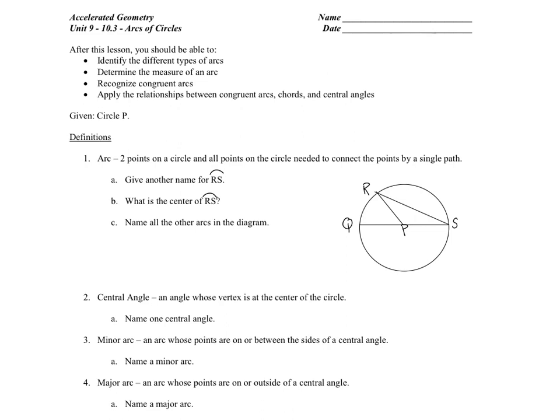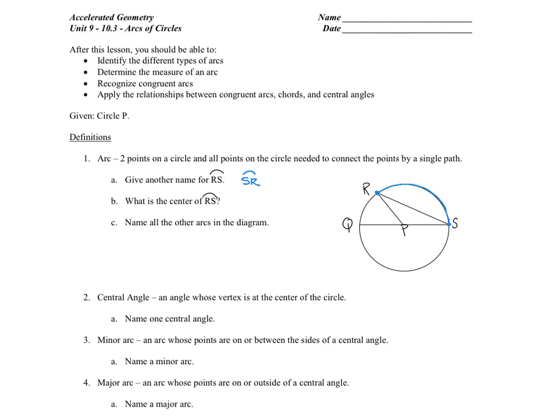So the first is we need to understand what an arc is. An arc is 2 points on a circle, and all the points on the circle needed to connect the 2 points by a single path. If we start with 1A, it says to give another name for arc RS. Arc RS means we would start at point R, go through all of the points on the circle until we get to point S. Just like a segment, it doesn't matter which end we start at. So we could also call that arc SR. We use the 2 endpoints with a little umbrella over them to signify an arc.